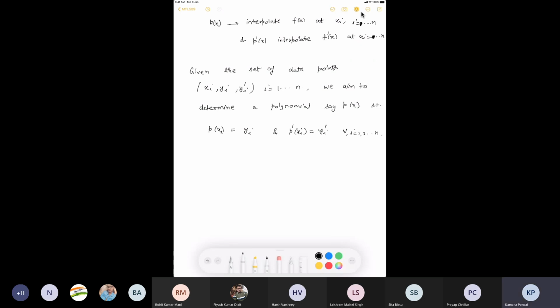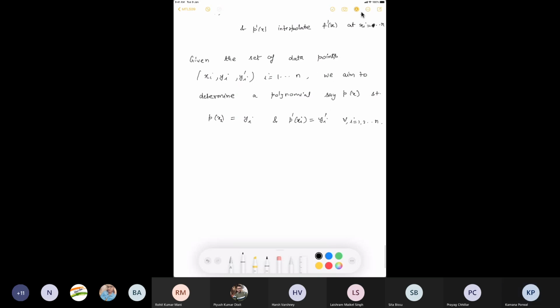So is the problem clear, what we are trying to do in the Hermite interpolation? We are not just given the functional values, we are also provided with the derivative of the function at the same nodes. And we are trying to find a new polynomial which will not just interpolate f, but the derivative of P is also going to interpolate f prime, the derivative of f.